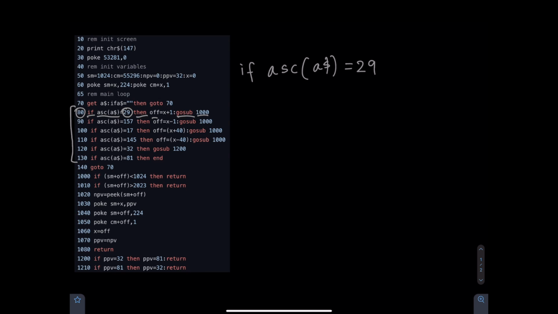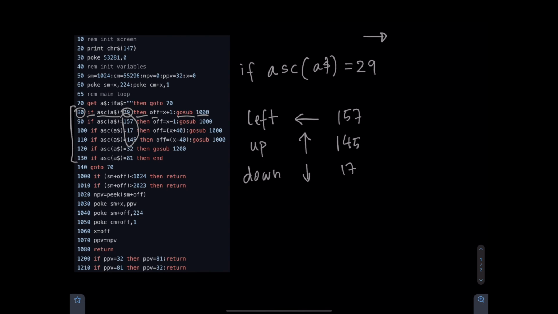The number 29 corresponds to the right arrow key. And these are all the numbers that correspond to the other arrow keys. So for example, the left arrow key corresponds to the number 157. The up arrow key corresponds to the number 145. Down corresponds to the number 17. And as we saw before, right corresponds to the number 29.